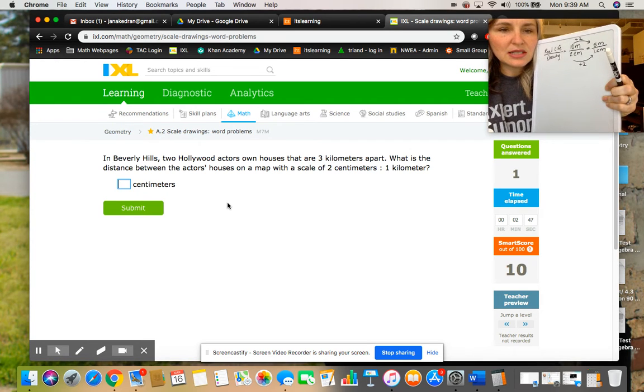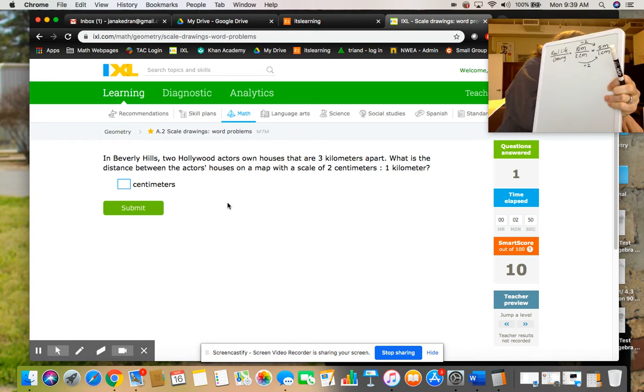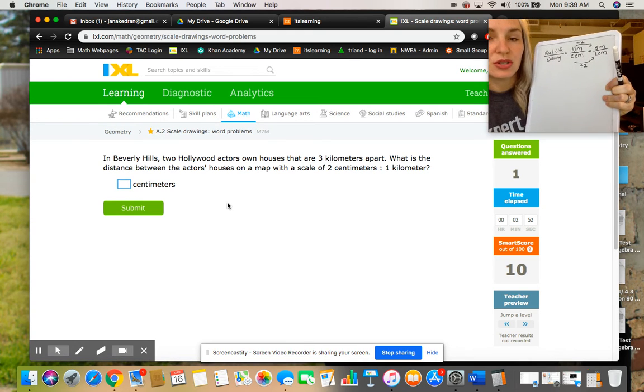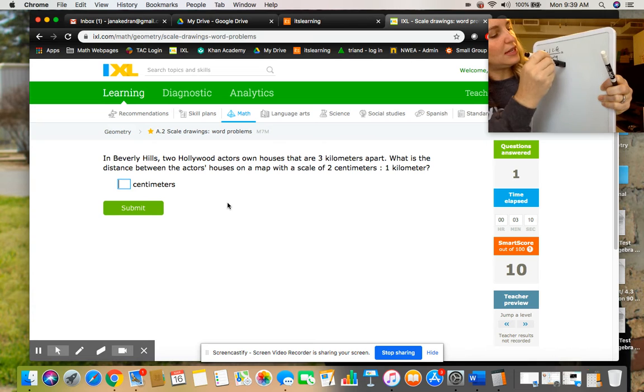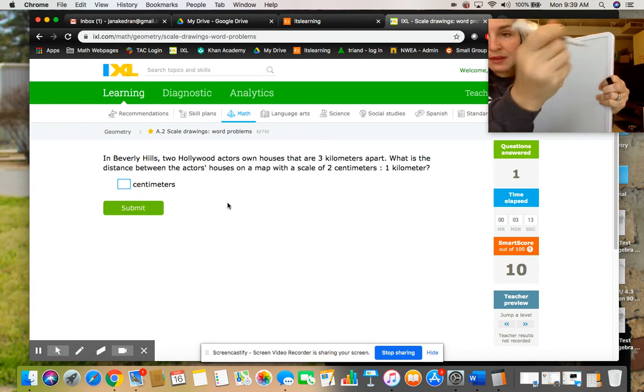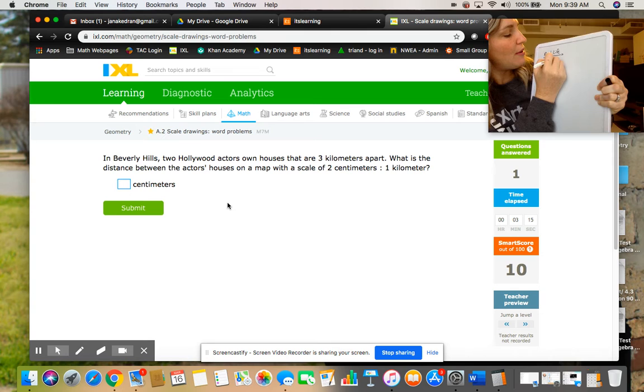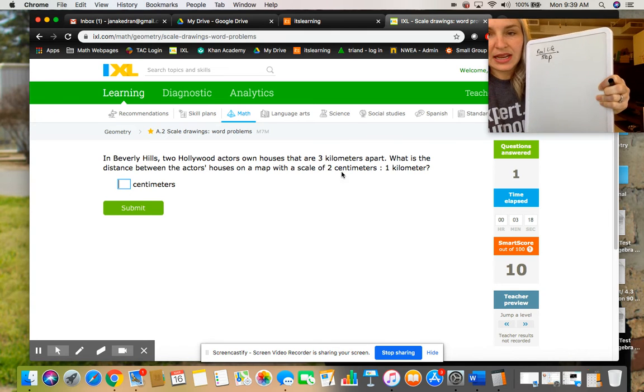Next one says, we're going to compare, in Beverly Hills, 2 Hollywood actors own houses that are 3 kilometers apart. What is the distance between the actors' houses on a map with a scale of 2 centimeters to 1 kilometer? So I'm going to just get rid of this because I'm really talking about the same sort of concept here, only this time instead of a drawing, I'm going to compare real life to a map, right? And it actually gives me my conversion, which is right here, okay?